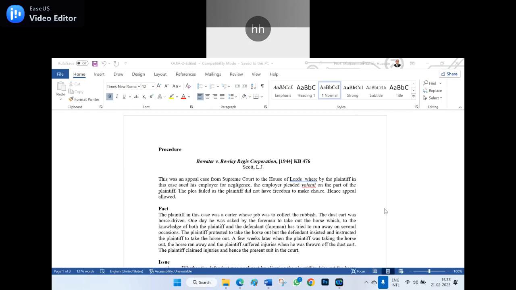What is citation? When it is published, the year, in which reporter, and the page number. That is called citation.